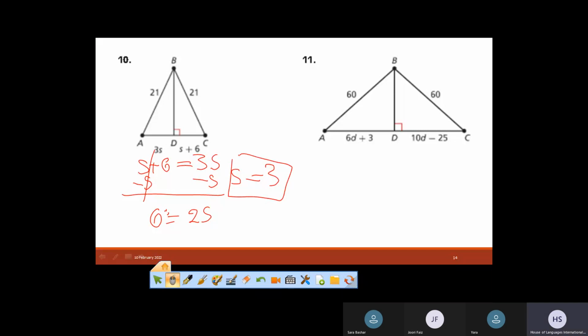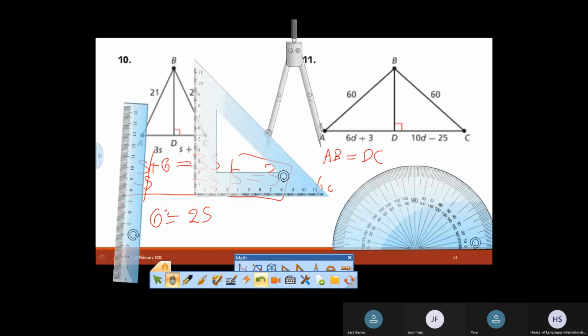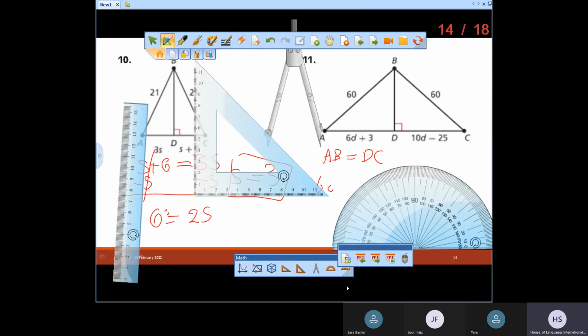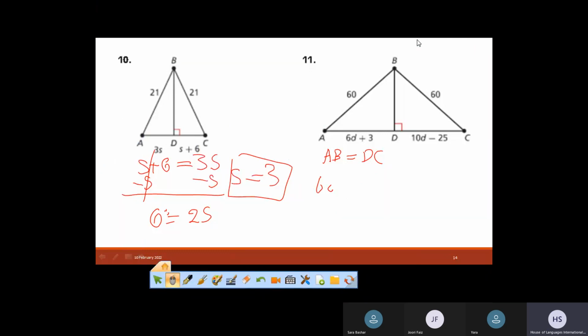Now number 11. يلا يا أحمد. What happened with you? What happened with you? يمكن عشان كنت مشارك اليوم عشان هيك So يلا 6D plus 3. إيه؟ هذا ايش؟ 6. يلا continue.